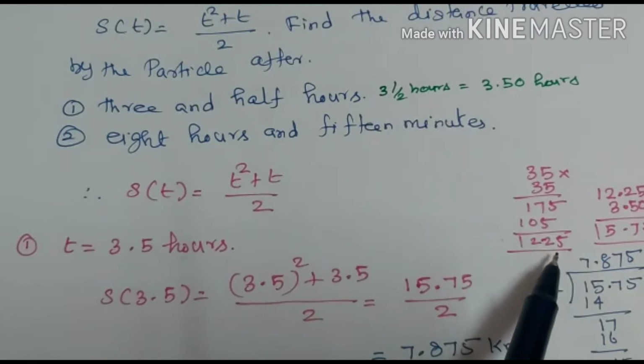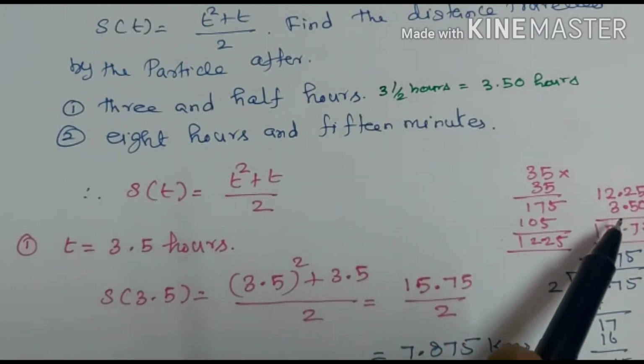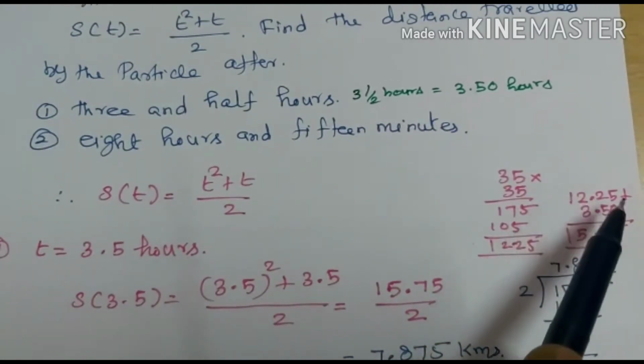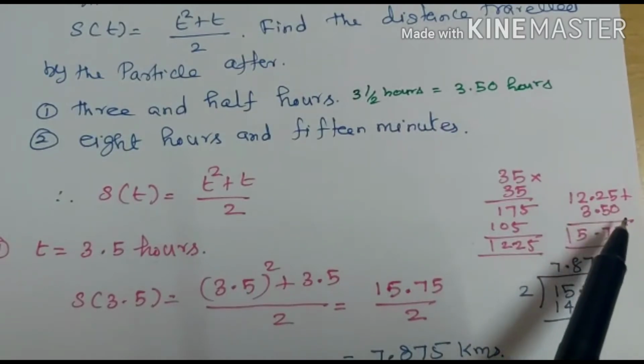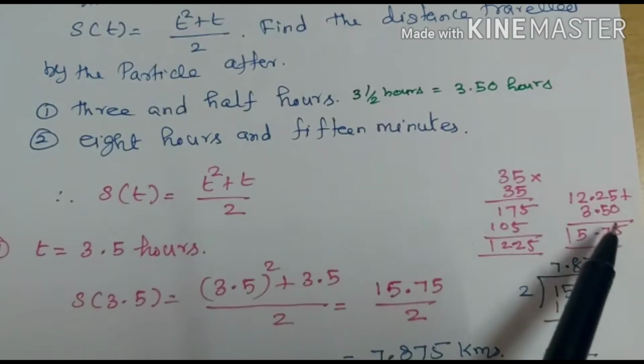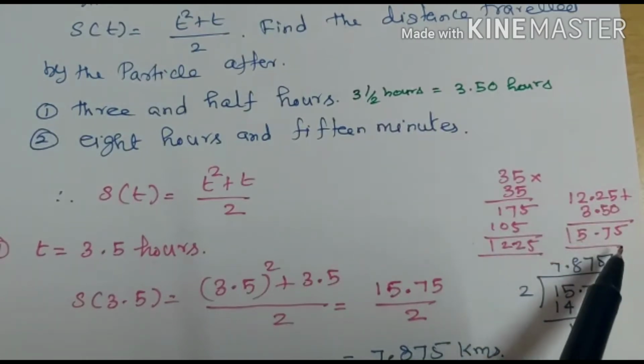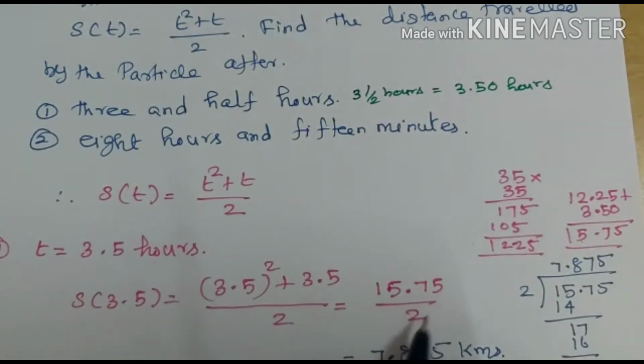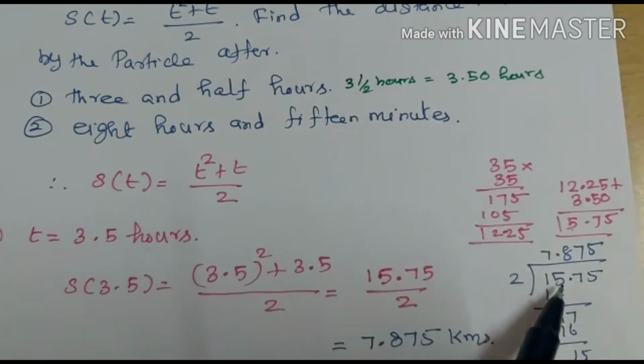So 12.25 plus 3.5. Listen carefully. 12.25 plus 3.50. 3.5 means put the 50. There are 2 decimals, so add this, we get 15.75. Then 15.75 by 2, so just simply divide by 2.